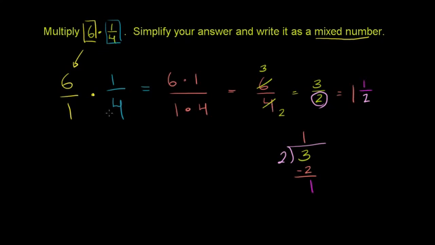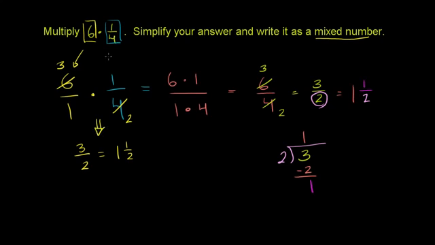Or we could simplify it at this stage. We could say right here, well, look, we could divide what's eventually going to be in the numerator by 2 and get a 3 there, and divide what's eventually in the denominator by 2 and get a 2 there. 3 times 1 is 3. 1 times 2 is 2, so it's 3/2. And you do this exact same process, saying that 3/2 is the same thing as 1 and 1/2. Either one of those will work.